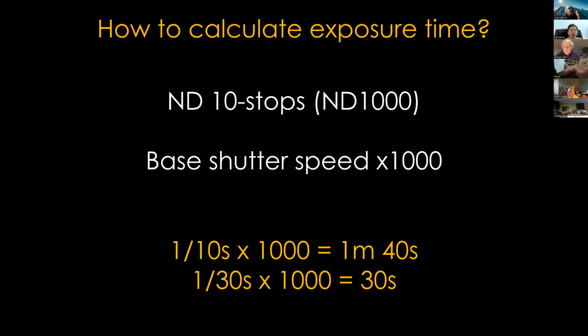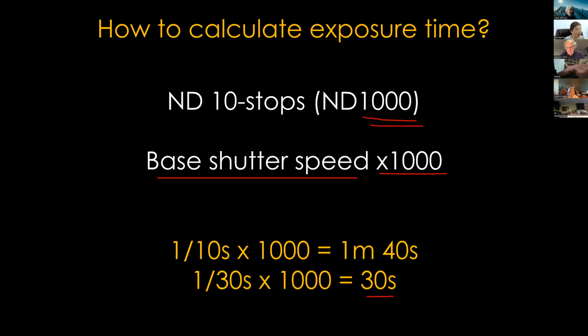So how do we calculate the exposure time? The easiest way is to use your calculator, your brain. If you use a 10-stop ND filter, it lengthens the exposure time by 1,000 times. So easy, just base shutter speed times 1,000. If you have 1/10 of a second times 1,000, that is about 100 seconds or 1 minute and 40 seconds. If you have a 1/30 second exposure, 1/30 second times 1,000 is 30 seconds.